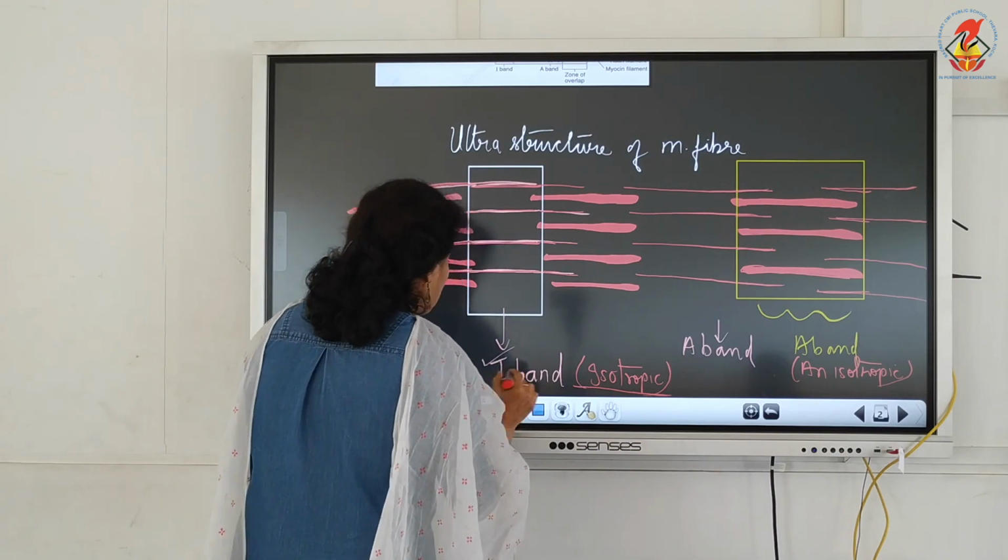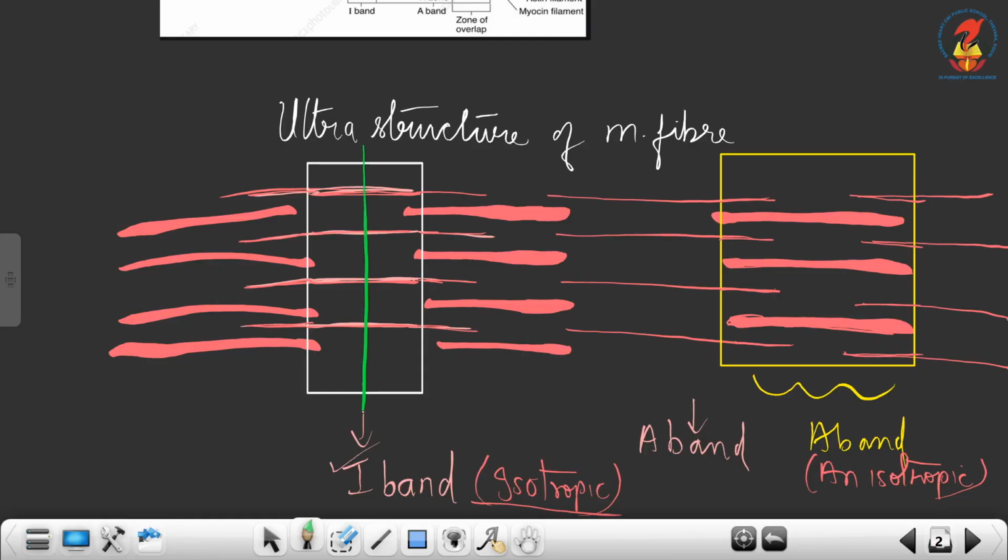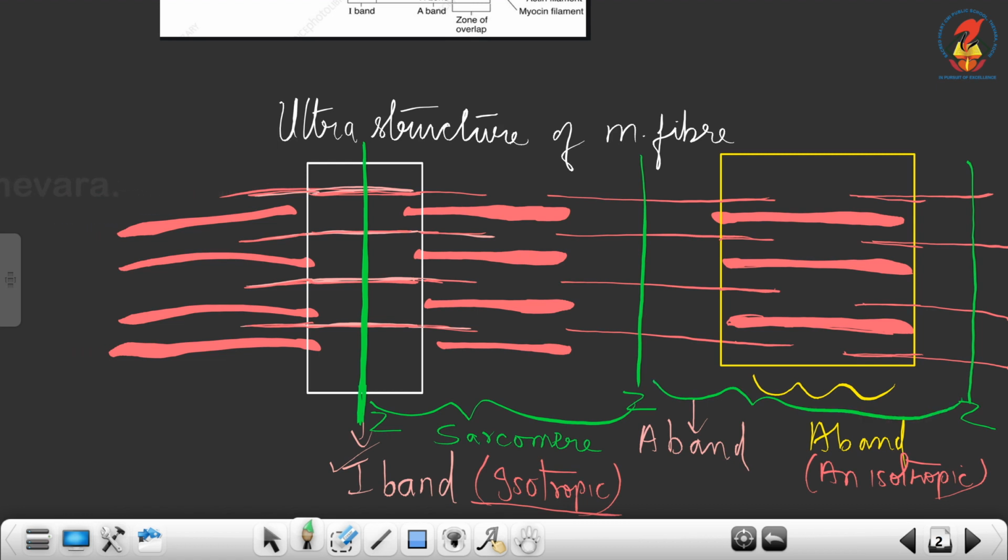Now in the center of the I band is a line called the Z line. So at the center of every I band there is a Z line. And the portion of the muscle fiber between two Z lines is called the sarcomere. Very, very important. It is the contractile unit or structural unit of contraction. So again, this is the second sarcomere. So the distance between consecutive Z lines is called the sarcomere. So depicted on the board are 3 sarcomeres. So sarcomere is the portion between two Z lines. So that's all about the I band.